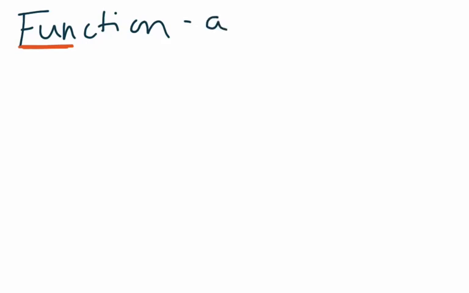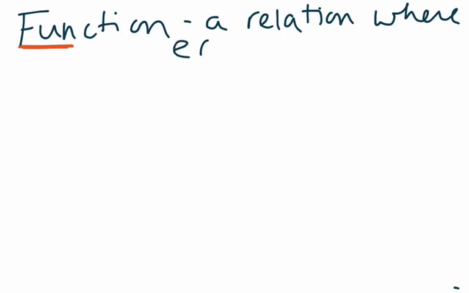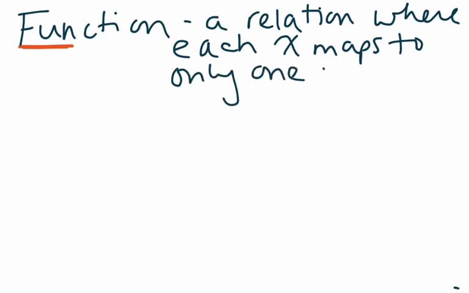And so the definition of a function is a relation where each x maps to only one y. If you're following along at home, watching this after the fact or rewatching this, this is a good place to stop, pause, and really consider that definition. Every x value only matches to one y value, and it's super easy to get those flip-flopped.